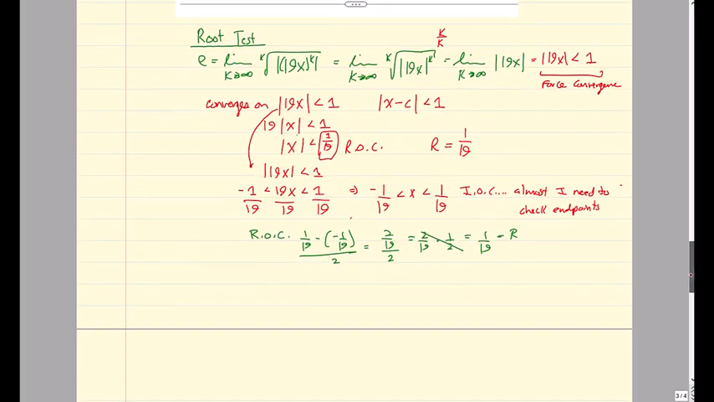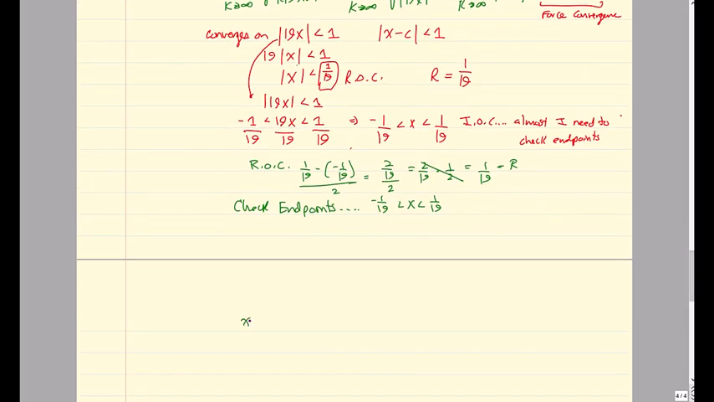Now, back to what we're up to here. I need to check endpoints for my interval of convergence. So right now I'm looking at negative 1/19 less than x less than 1/19. So the endpoints I need to check are x equal negative 1/19 and x equal 1/19. And where do I check them? Check them in the original.